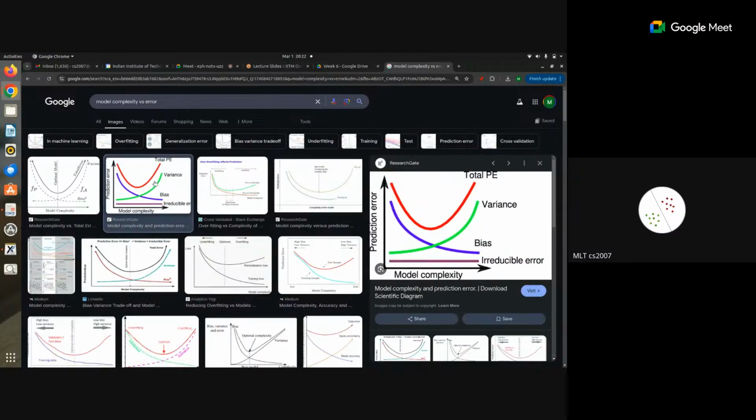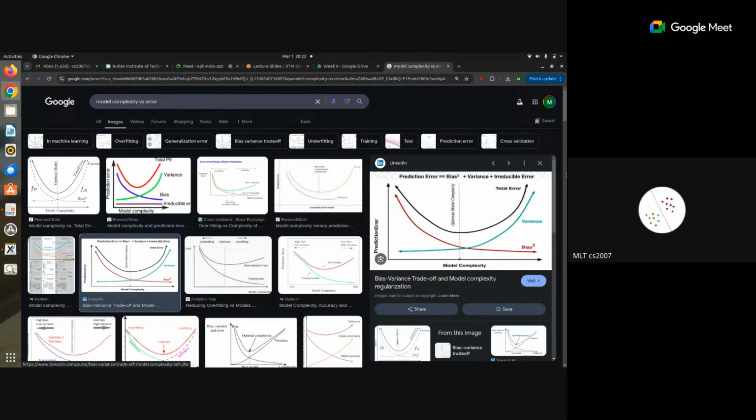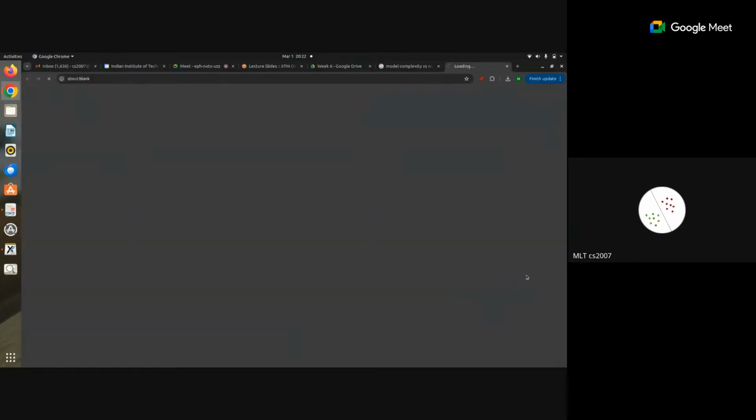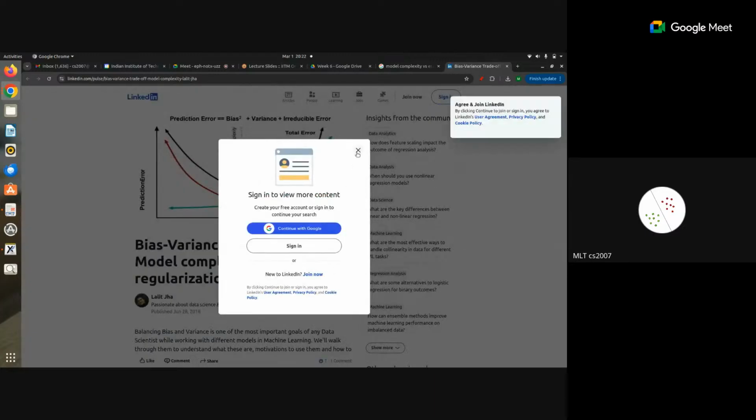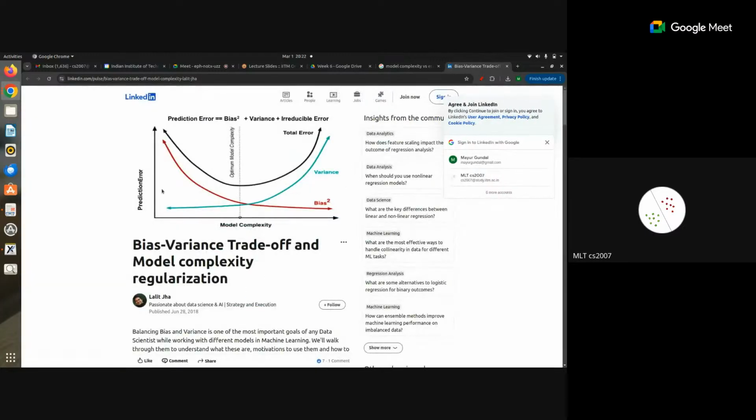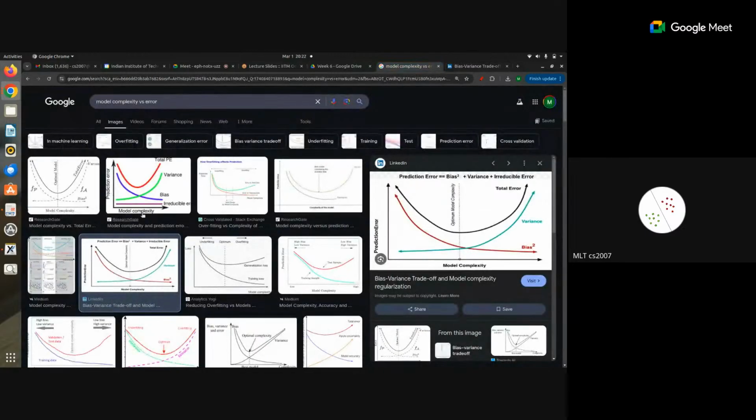Fine. So I'll just show you this image possibly. Which one is the good one? Okay. So where does your underfitting happen, and this is also not a good one.